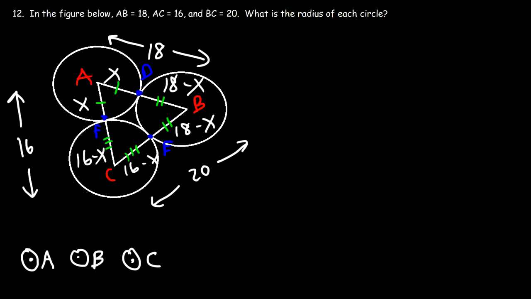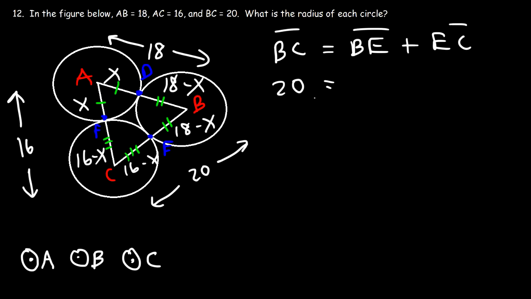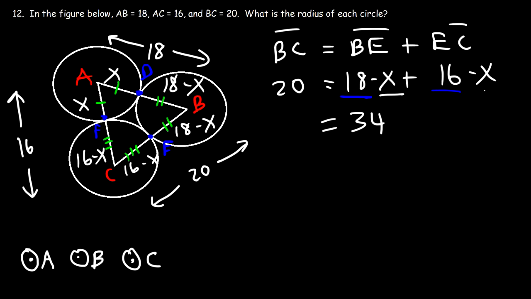So now let's focus on BC. Notice that the total segment BC, which is this whole thing, has to equal BE plus EC. So BC is 20, BE is 18 minus X, and EC is 16 minus X. Now let's combine like terms. So 18 plus 16 adds up to 34. Negative X minus X is negative 2X.